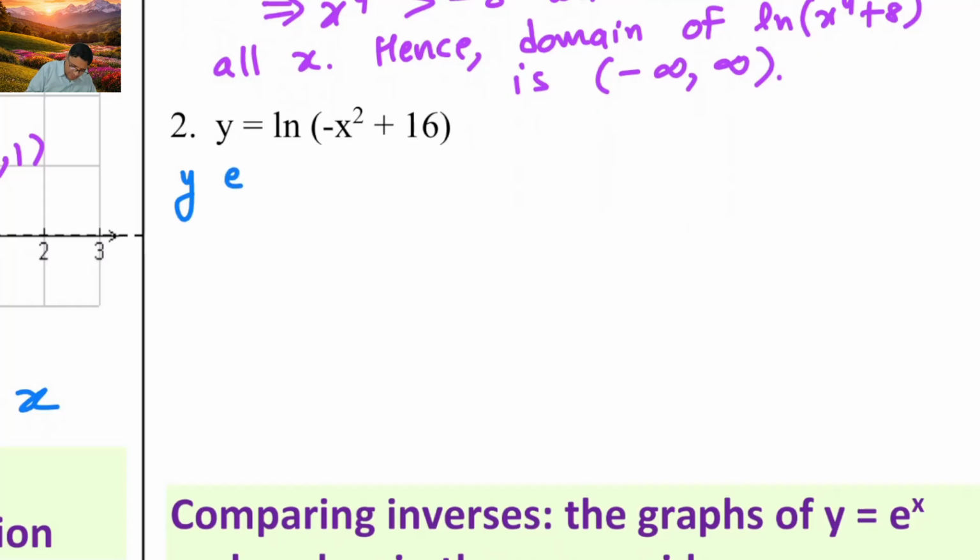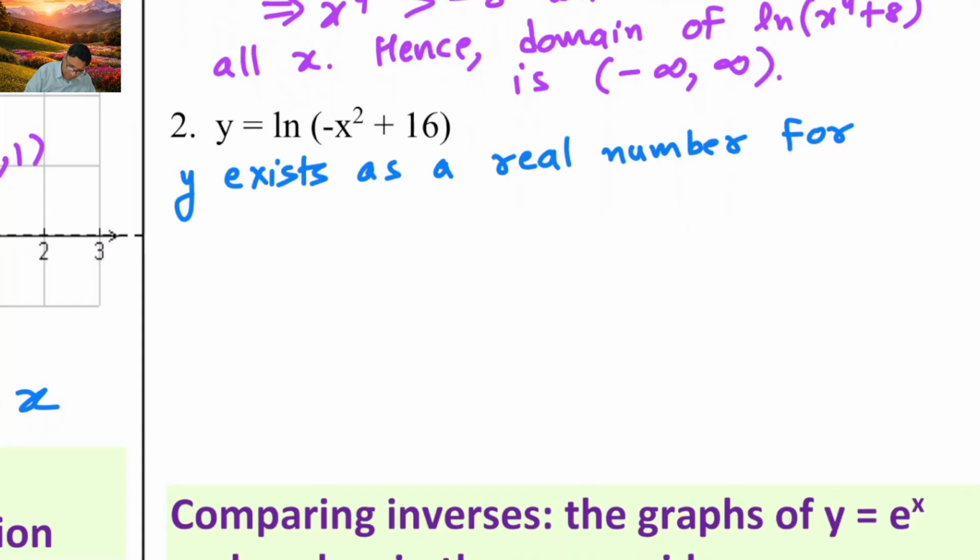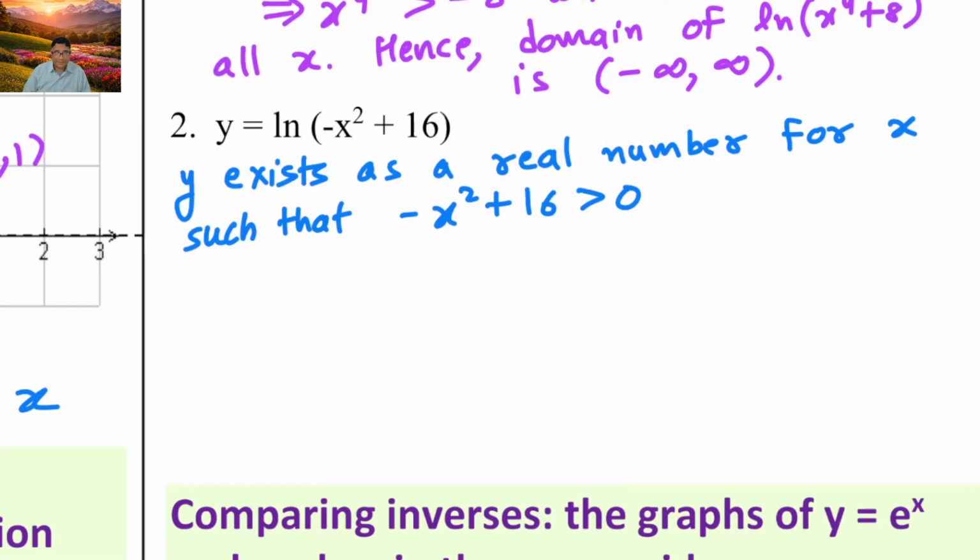Y exists as a real number for x such that negative x square plus 16 is greater than 0, right? Because that is the input to the natural log function. Now I have to solve that inequality.